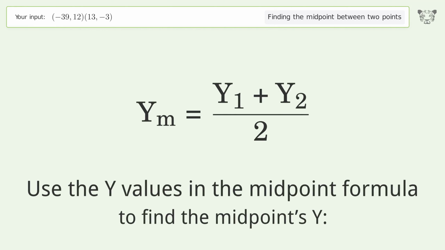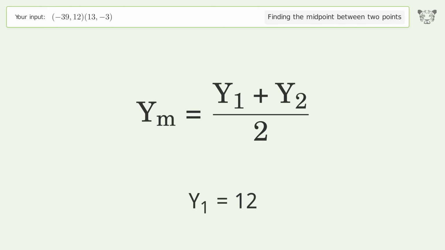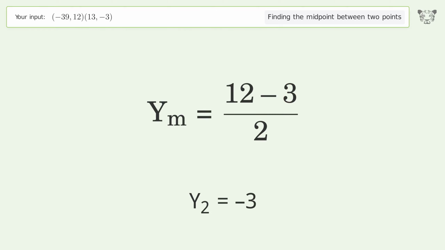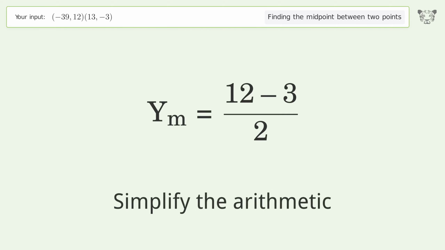Use the y values in the midpoint formula to find the midpoint's y. y1 equals 12. y2 equals -3. Simplify the arithmetic.